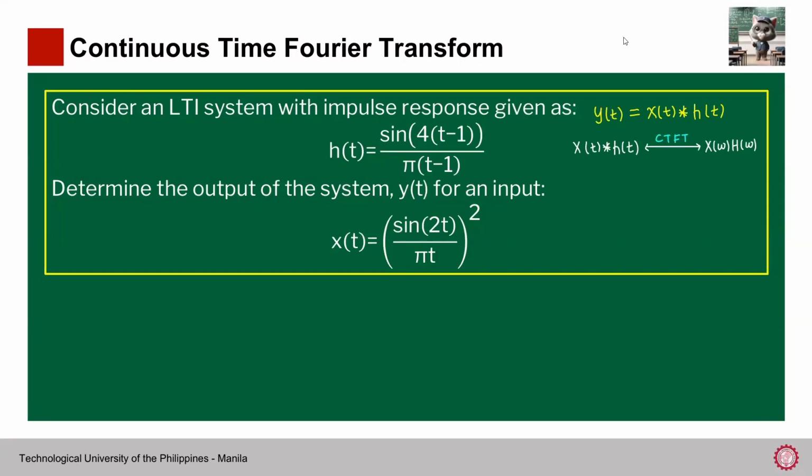So what would be the solution? Instead of directly getting the h of t, let's find first the CTFT of sine of 4t, 4t na lang muna, so sine ng 4t all over pi t.